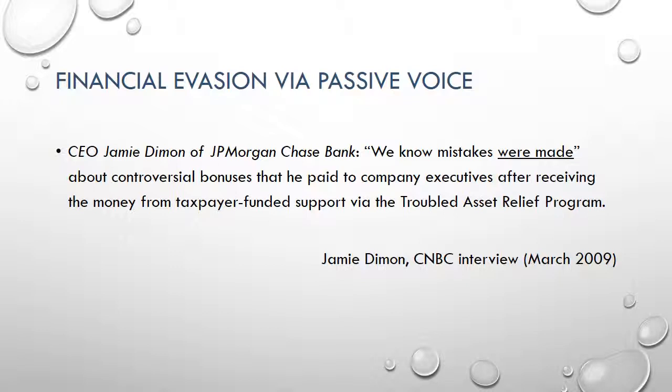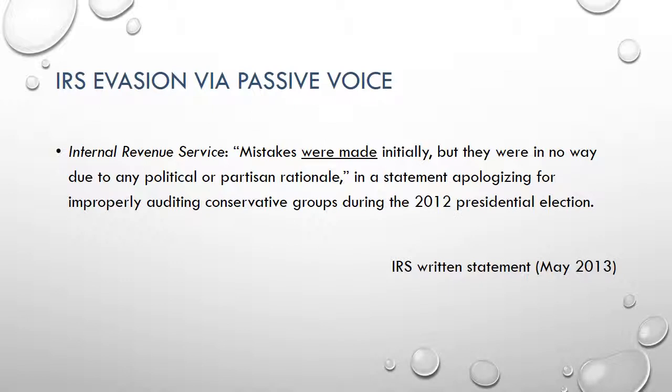So we have mistakes were made as a use of passive voice regarding financial evasion. Another example, the IRS evasion is accomplished through passive voice. So the Internal Revenue Service writes, "Mistakes were made initially, but they were in no way due to any political or partisan rationale." In a statement apologizing for improperly auditing, or harassing conservative groups during the 2012 presidential election.